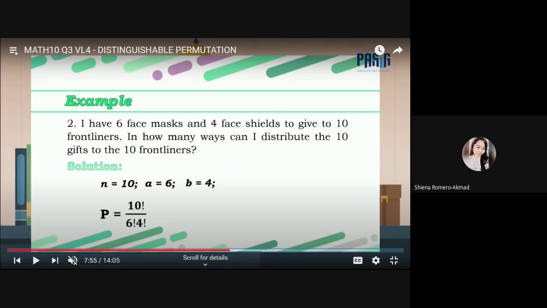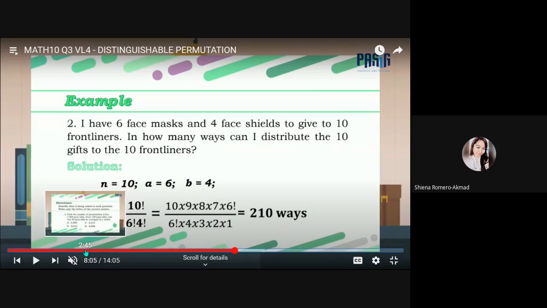So if we do the calculation, we have 10 factorial divided by 6 factorial times 4 factorial. And as you can see here, their sum is 10 also. Then the answer would be, you see it cancels here, then multiply. We have 210 ways.